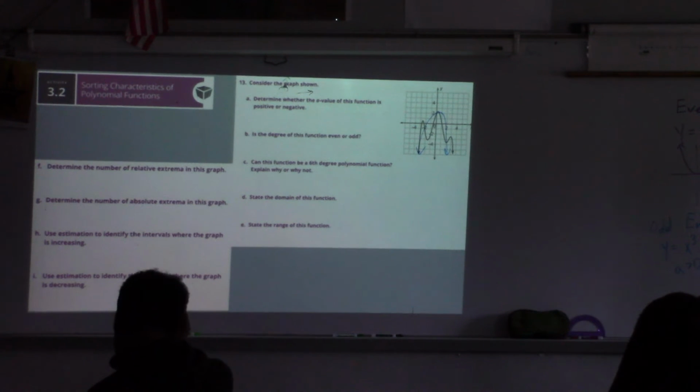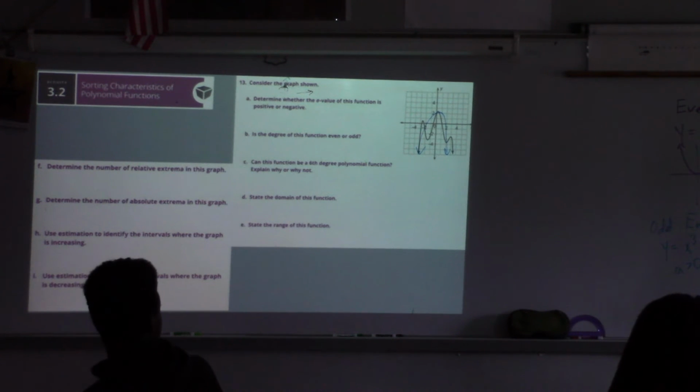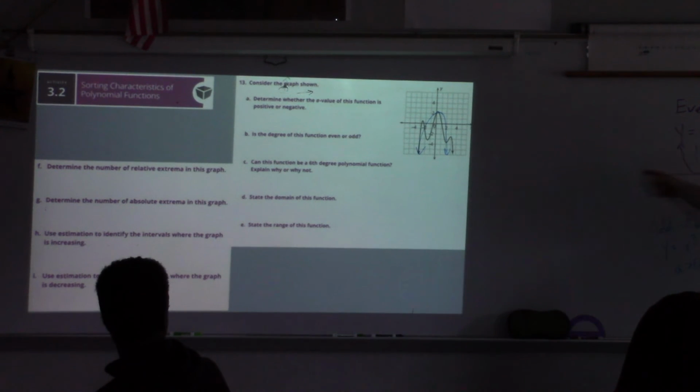Has anybody picked up on what the domain of every polynomial has been? Hasn't the domain always been the same? Yeah, negative infinity to positive infinity. Every single time. Because notice, is it ever going to quit going to the left? Is it ever going to quit going to the right? That's true for evens. Is that true for odds? 100%.